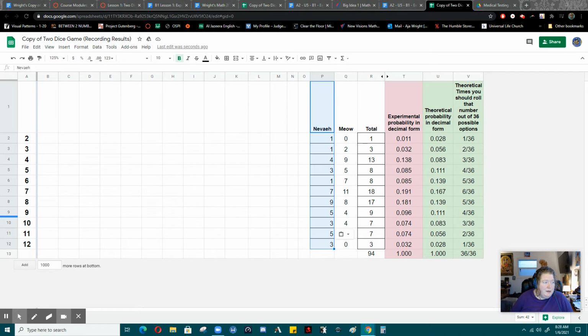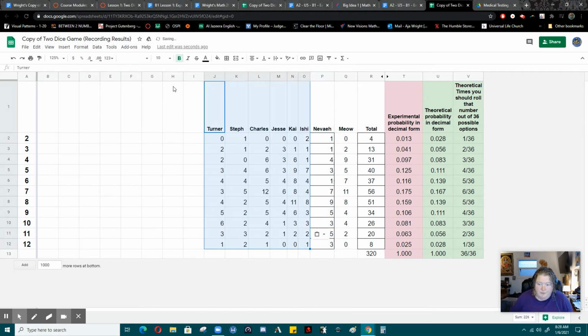Let me put in a bunch more data. Okay, now I put in a whole bunch of groups. We're up to like 320 total rolls. And take a look at our percents. They're closer than they were before. Our probabilities, these are in decimal form.